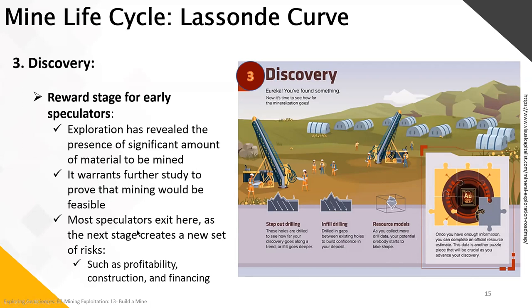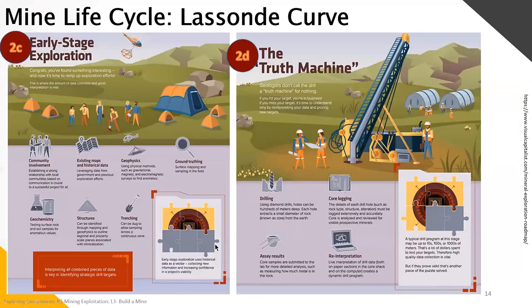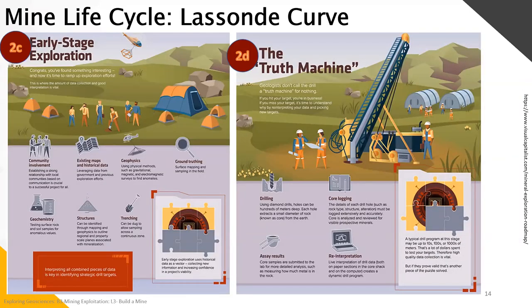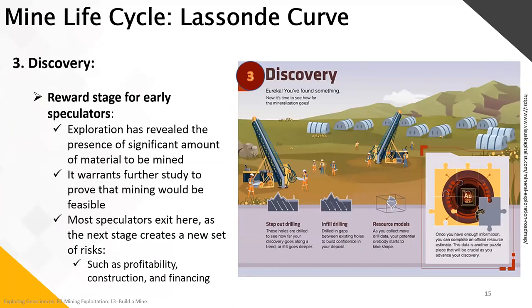So here, most speculators exit, as the next stage creates a new set of risks, such as profitability, construction, and financing. So speculators stay in between two stages, probably, if we go back, between 2A and 2C. Once we have the drill hole and we have more information and we cannot speculate anymore, the speculators go out and more important investors come into the project.